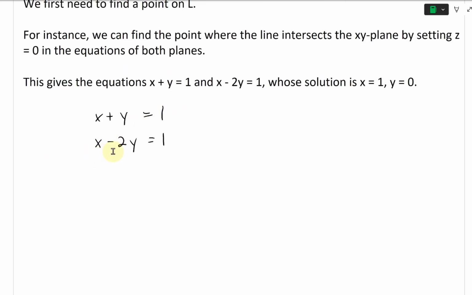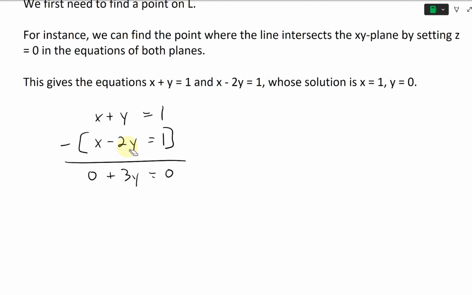So we have these two equations. The x and x line up, so we just subtract the whole bottom equation and get a third equation, so that the x cancels out. X minus x is 0. Y minus negative 2y is plus 3y. And 1 minus 1 is 0. So we get 3y equals 0. This means y is equal to 0, since the 3 just divides out. So y is equal to 0, that's correct.